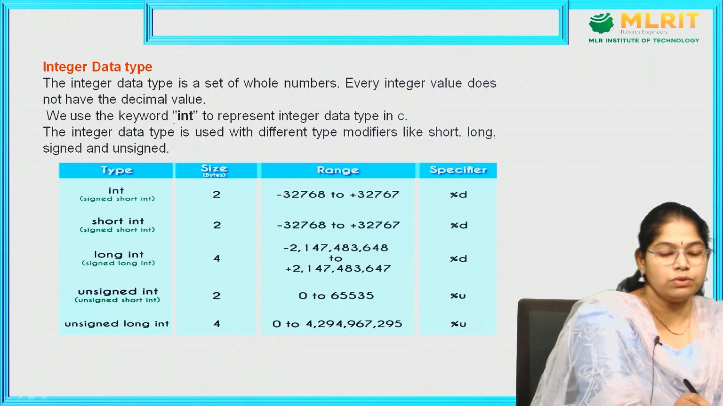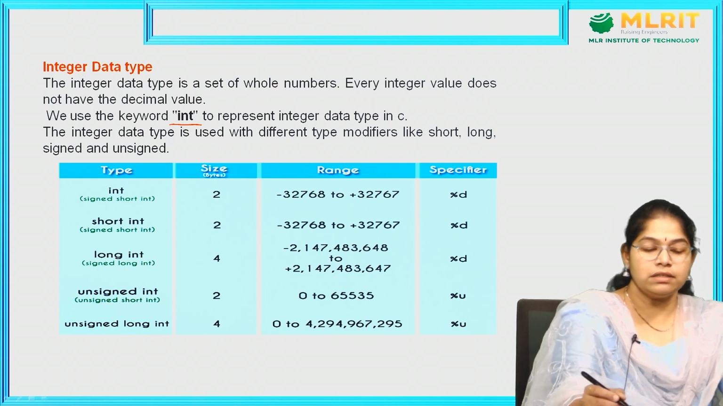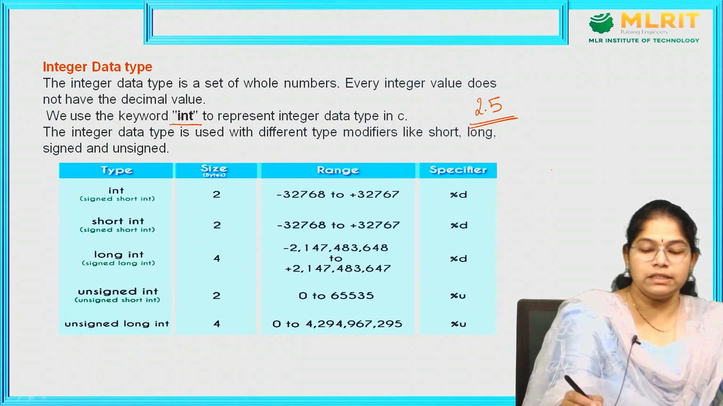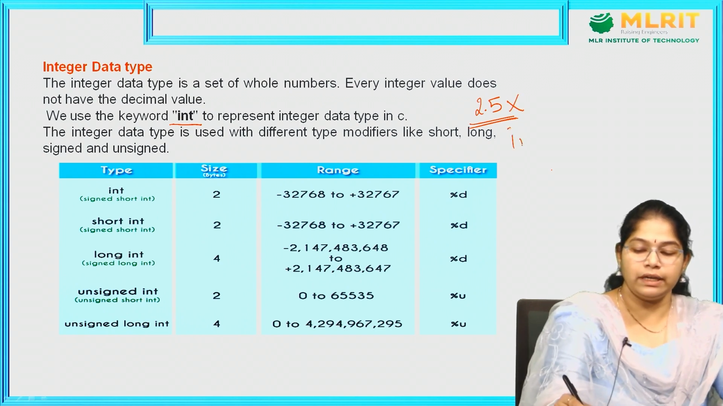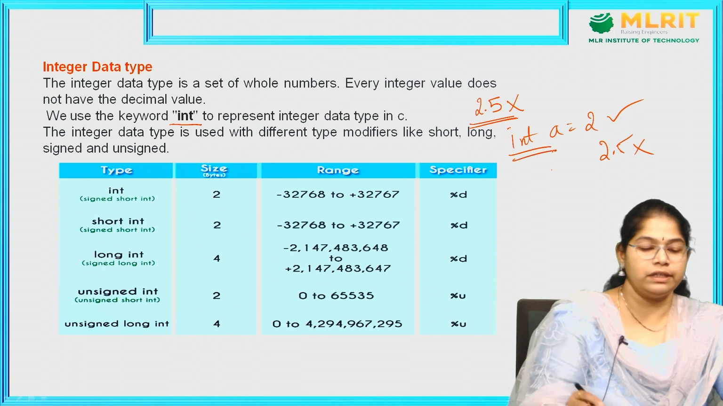Integer data type: to store integer values, we use a keyword called int. This will not take any point values. If you want to store values like 2.5, we have to use a float. In an integer type, this is not allowed. It can store int a is equal to 2. This is allowed, but point values are not allowed to be stored under an integer data type.